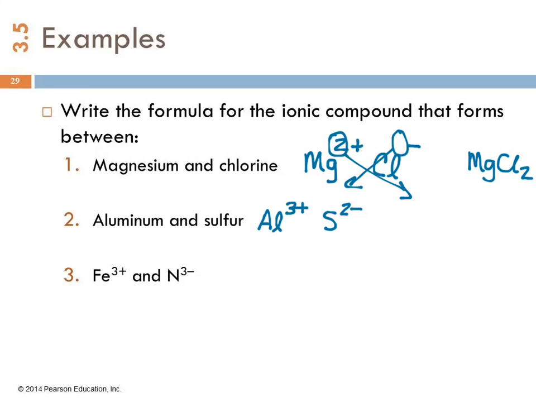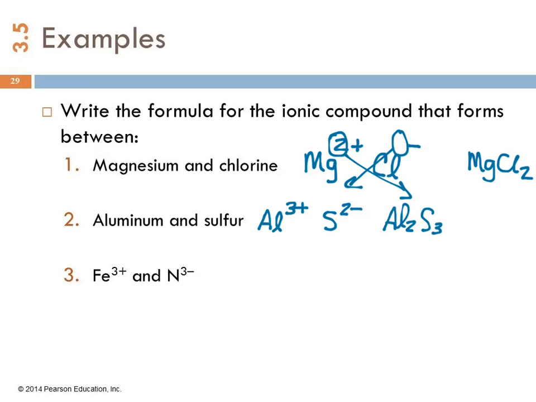And some of you can look at that and say, oh, well, 6 is the least common multiple of 2 and 3, and we'll just do that. And other people are like, huh? You can do the crisscross thing. Here we've got +3 and -2. They're not the same number. We could do the crisscross thing. We end up with Al2S3.